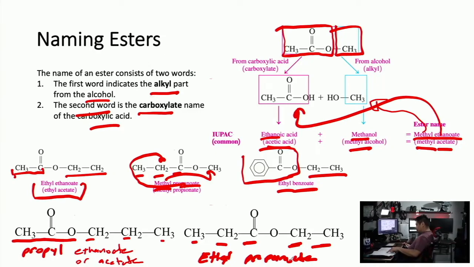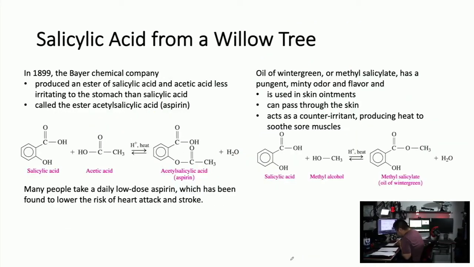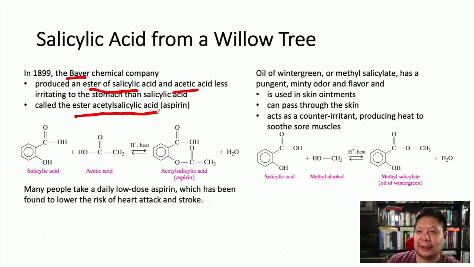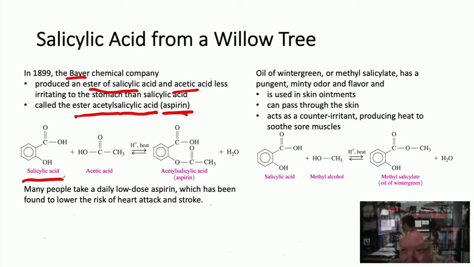All right. So a little more about salicylic acid. Back in 1899, Bayer actually produced the ester of salicylic acid and acetic acid. And that was acetylsalicylic acid. That's always been very difficult for me to say. Acetylsalicylic acid, right? And I already told you before that that was aspirin, right? So here's the reaction. We have our salicylic acid. I always say cyclic for some reason, but it's not cyclic, it's salicylic.